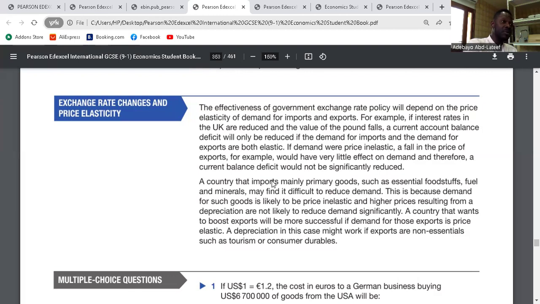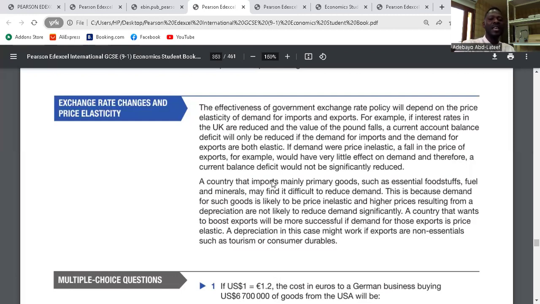Demand for exports and imports is based on price elasticity of demand. So there's inelastic and there's elastic. Demand is elastic if there's a significant change in the quantity demanded as a result of a change in price, either an increase in price or a fall in price.